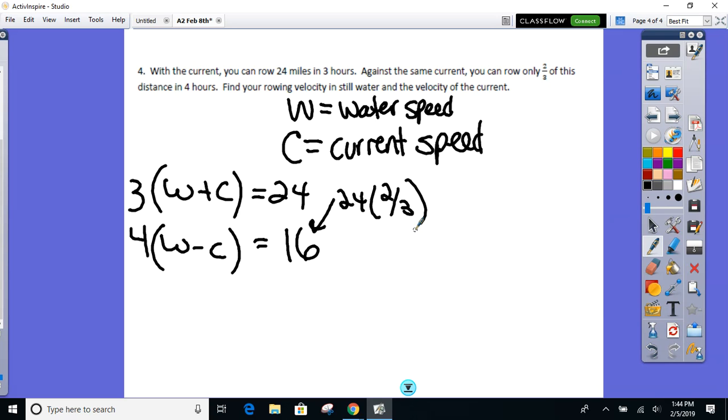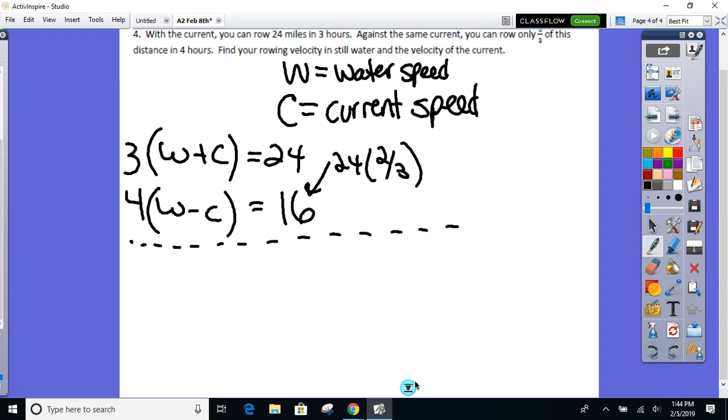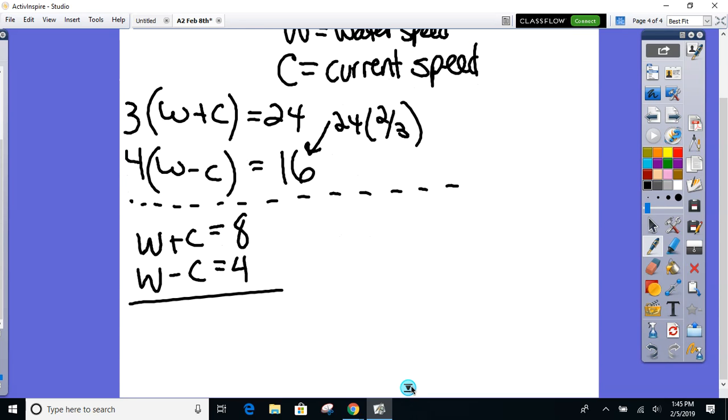If you want to distribute and do it that way, that's fine. Might take you a little longer than your peers, but go ahead. I'd probably divide by 3 and 4 individually. So W plus C equals 8. W minus C equals 4. Two W equals 12. What's your water speed?